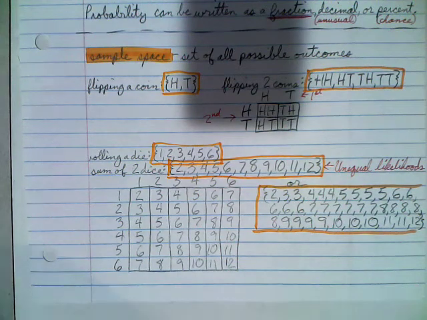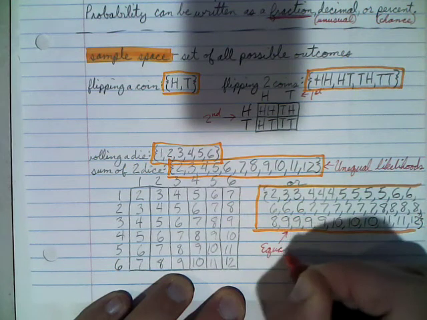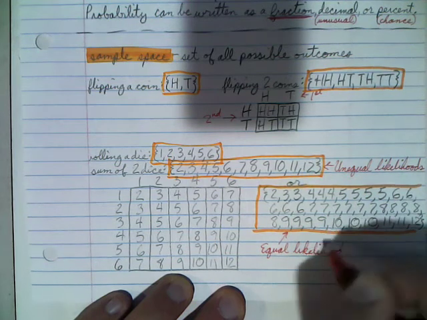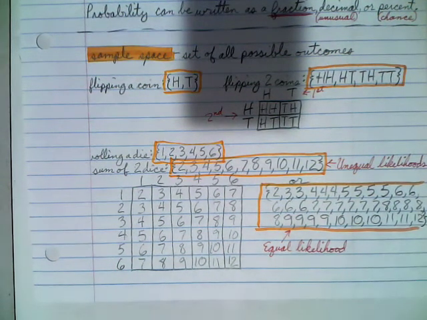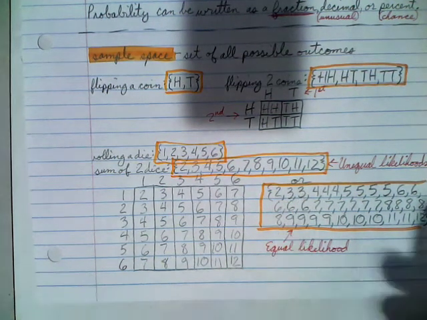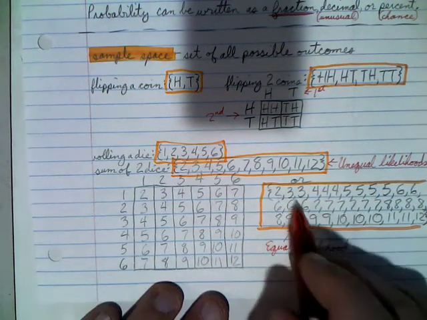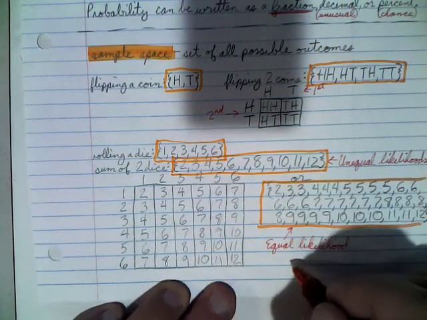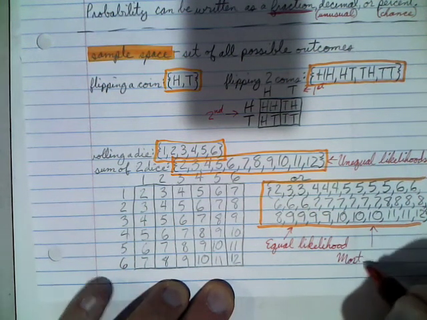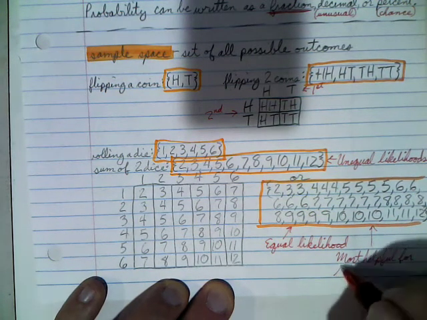It's a lot more writing, but now everything here has equal likelihood. Everything there is just as likely as everything else. We're just as likely to get this 2 as we are to get that 3. Though really which 3 it is wouldn't really matter as long as we get our 3, right? So there are 2 different ways to get our 3, it shows. So this here would be the most helpful for finding probability.